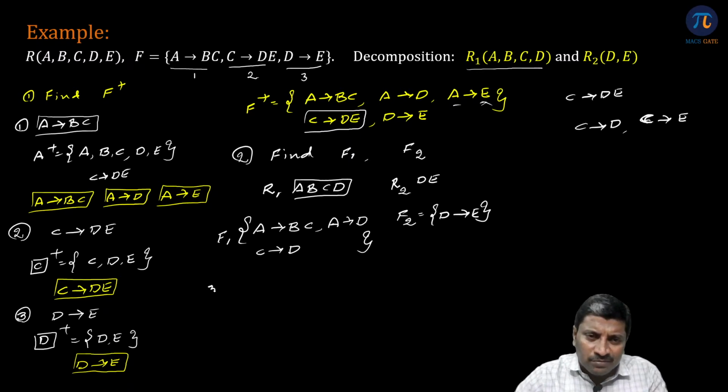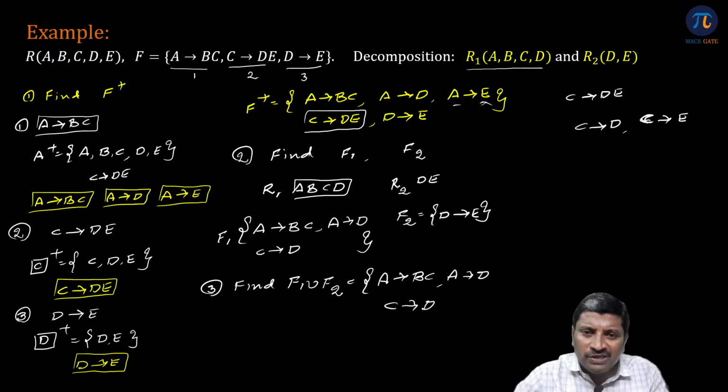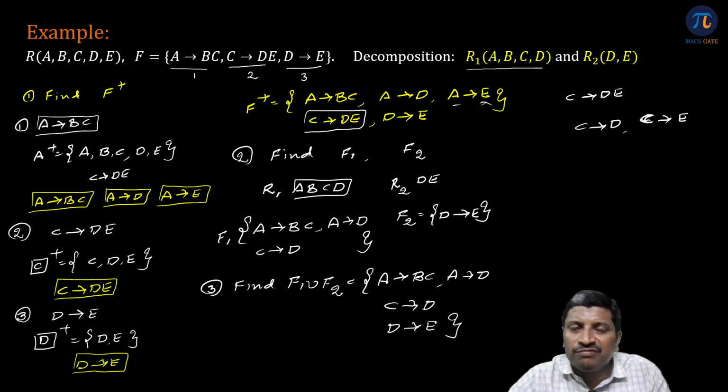What is the third step, sir? The third step is we need to find union. A implies BC, A implies D, C implies D, D implies E. So this is union. What is our fourth step, sir? We need to verify whether this union covers F or not.